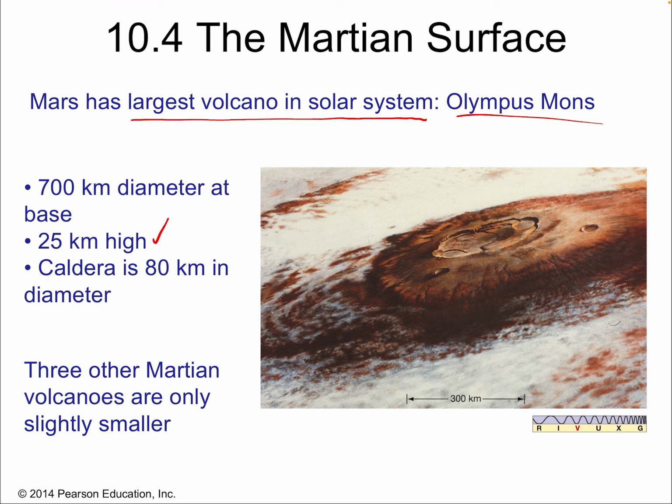So that puts it at over twice the height of Everest. Its caldera, so just the center itself, is 80 kilometers in diameter. That's just the part that's caved in, all right? And to give you some perspective, there are actually 3 other Martian volcanoes that are only slightly smaller. And all of those are bigger than any volcano we have here on Earth. So is Mars just a planet of giant features?